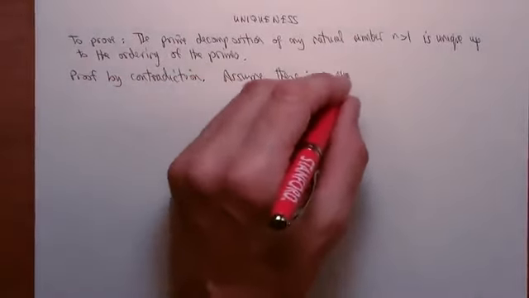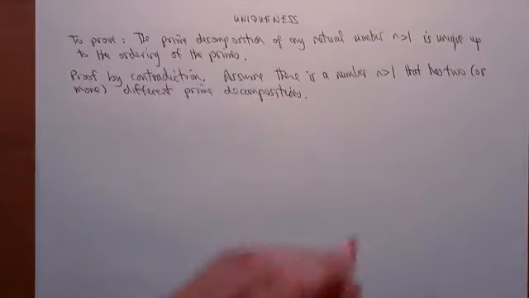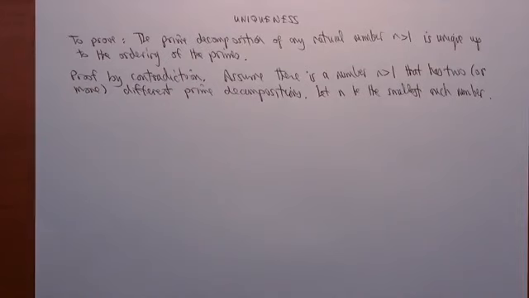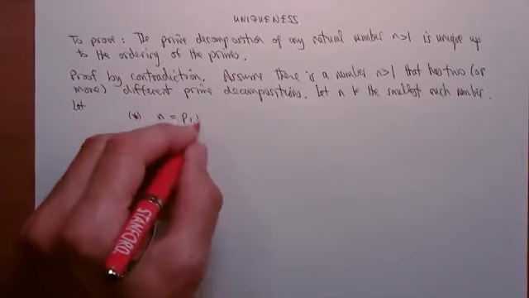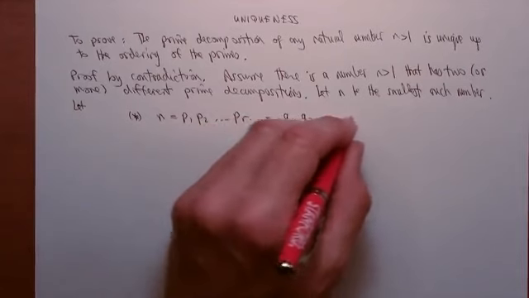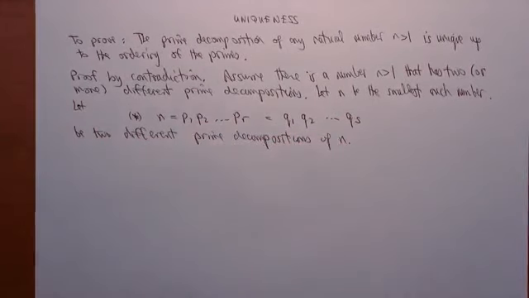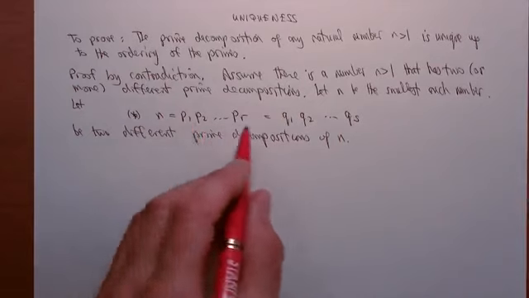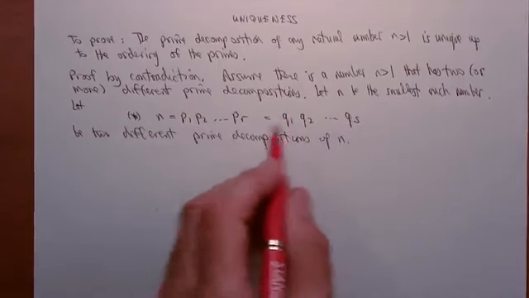So, assume there is a number n greater than 1 that has two, or more in fact, different prime decompositions. Let n be the smallest such number. Let n equal p1 times p2 times ... times pr equals q1 times q2 times ... times qs be two different prime decompositions of n. So we have n as a product of r primes, and we also have n as a product of s primes, some of the primes being different.